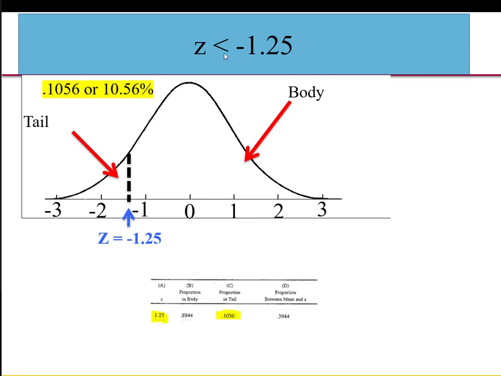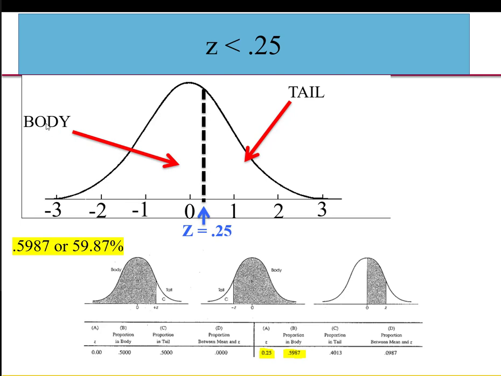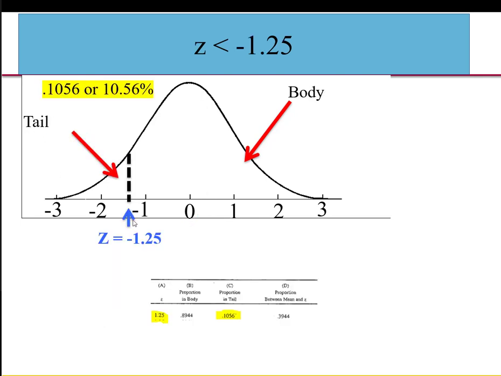What if I want to know z less than negative 1.25? Well, the negative tells me it's to the left of the mean, so I put it here, and I want to know going this way to the left, so I'm looking for the proportion in the tail. Now, it was body last time, but now it's the tail because this is the smaller chunk. So I go and find 1.25 because I'm not going to find a negative in the unit normal table, because they're symmetric, they only give us the positives.